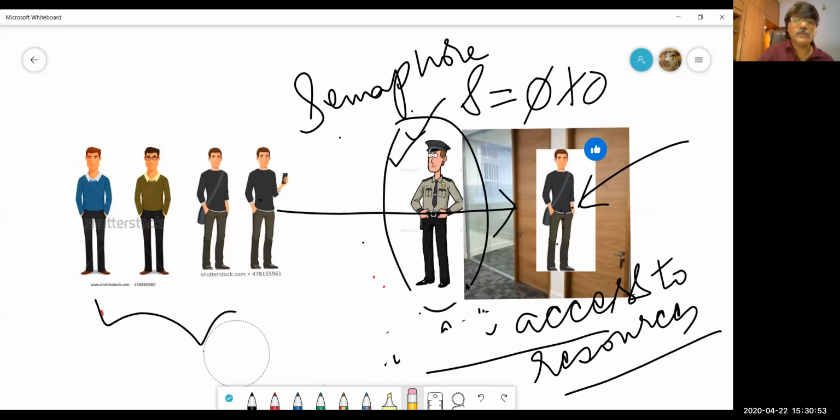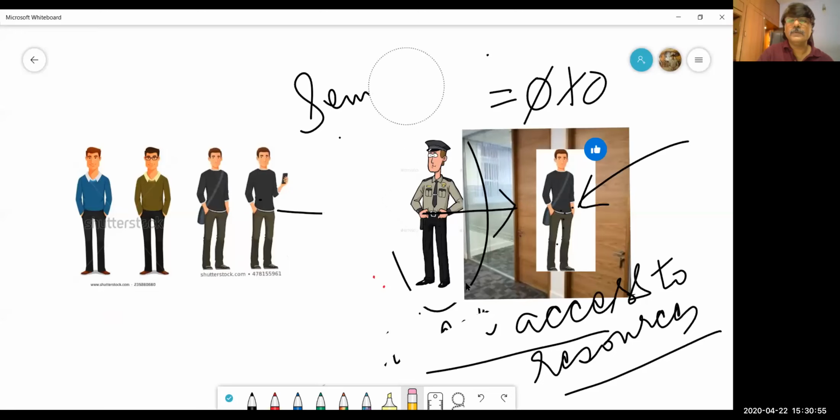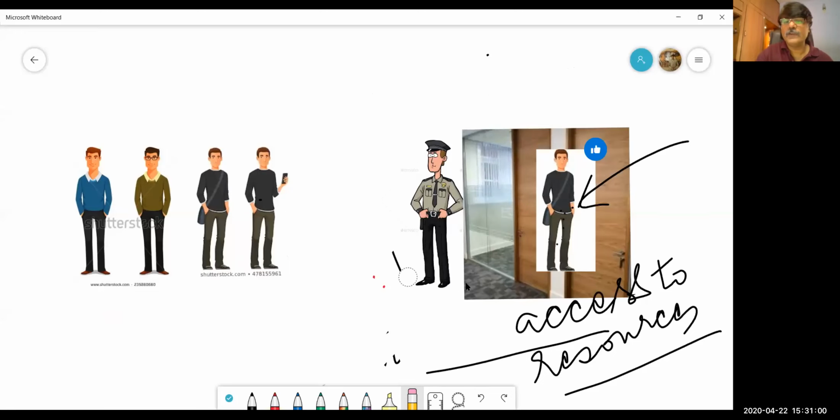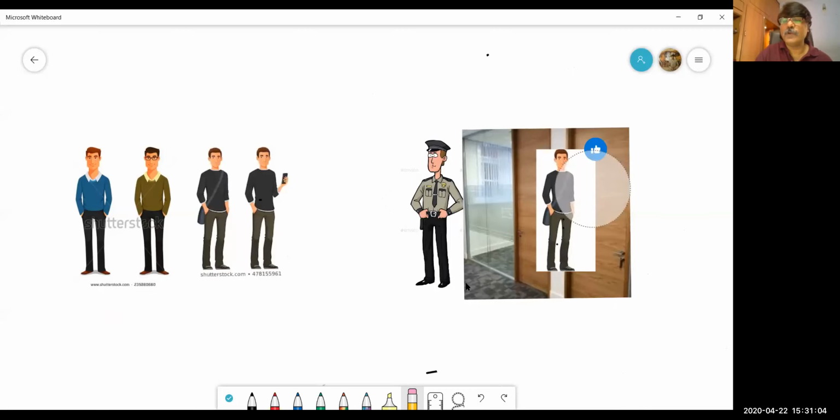And to avoid that, we are using another extended mechanism that provides not only mutual exclusion, but also provides access to the resource by protecting the consistency of the resource. So let us see another example here.